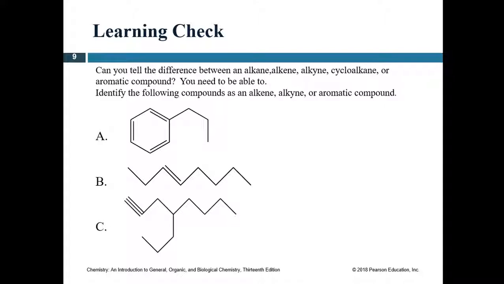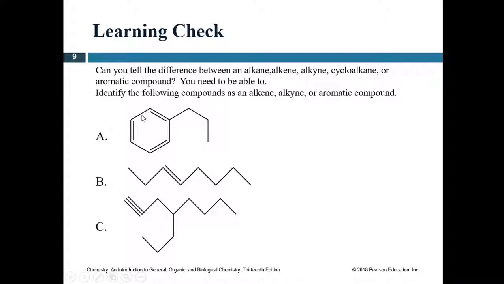Alright, I need you to be able to identify what it is. Is it an alkane, single bonds? Is it double bonds? Is it triple bonds? Or is it an aromatic compound? You need to be able to identify these. Let's look here. I'm hoping that you see on B that we have our double bond, so that's an alkene. I'm hoping on C you see this triple bond, so that's an alkyne.